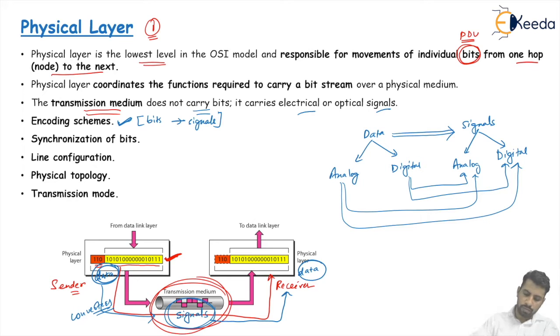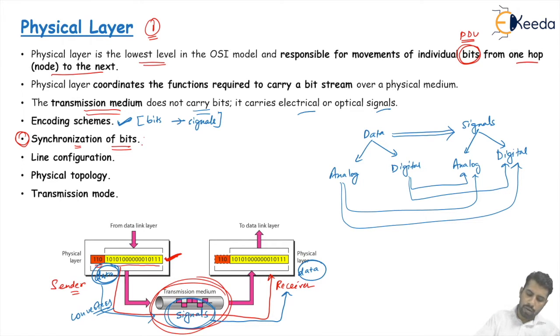The next point here is the synchronization of bits. Synchronization of bits means that when the sender is sending data to the receiver, the sender sends data in the form of bits, and the receiver is always checking the bits coming from the sender side, so every time he knows the correct bit sent by the sender is received. So some type of synchronization is needed between the sender and receiver clocks.